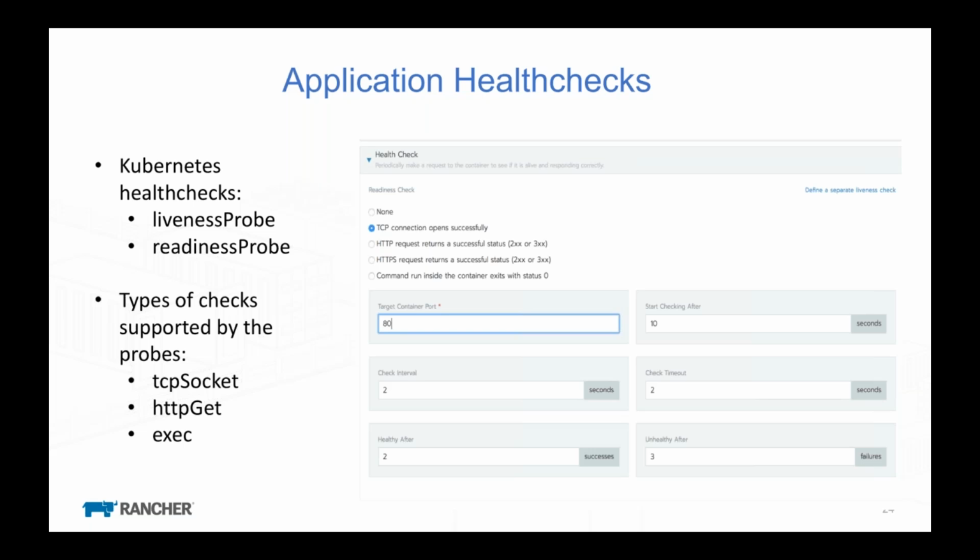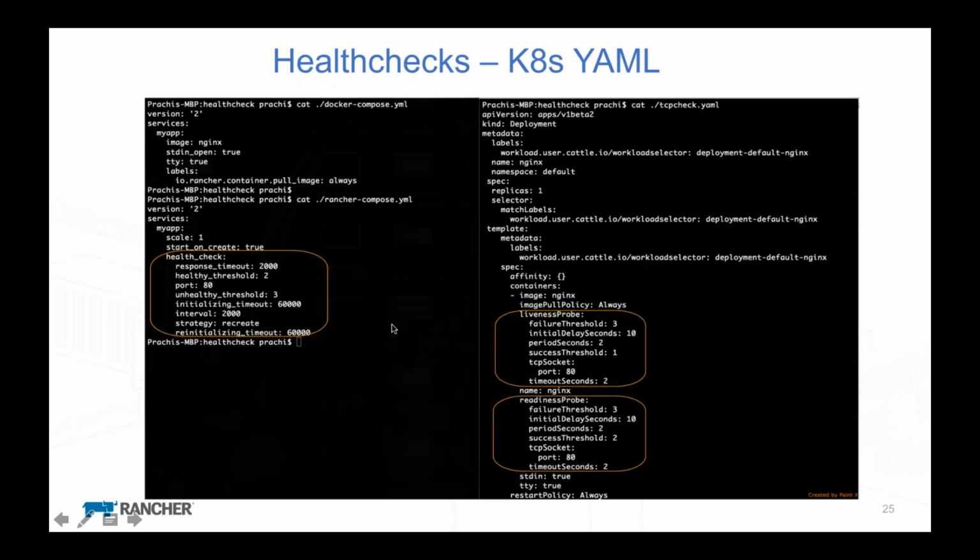The supported probes, or the supported checks, are very similar to 1.6. So you can add a TCP check called a TCP socket, or an HTTP GET to test HTTP requests, or you can just specify an exec command to be run inside the container. While deploying the application workload, this is how you can specify the application health check. If you're using health checks, here I have illustrated how the config looks in Kubernetes YAML.